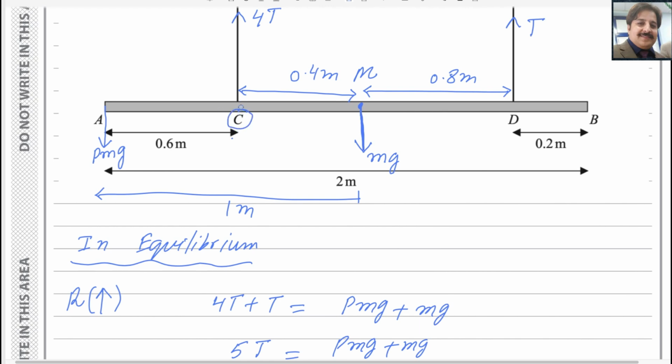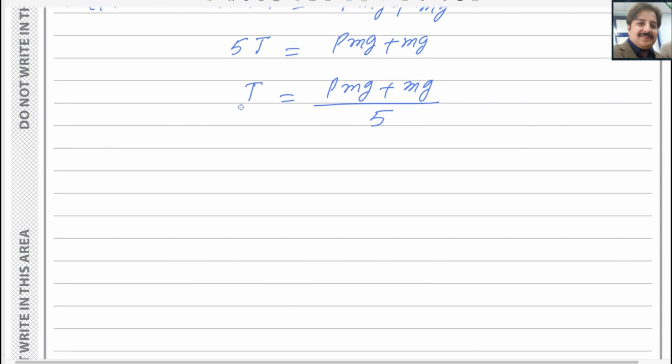To take the moments, you know what is the rule for moments? First of all, you have to choose the pivot where you are taking the moments. So here the pivot point is C. We can say taking moments about C.